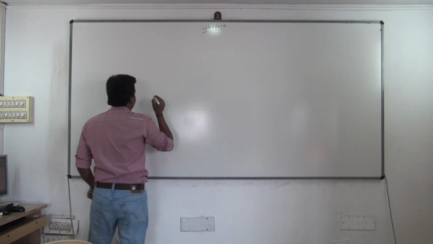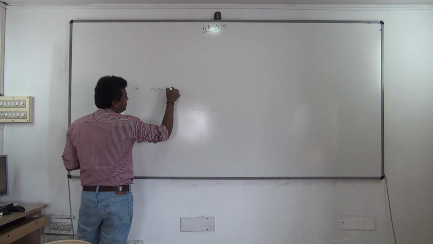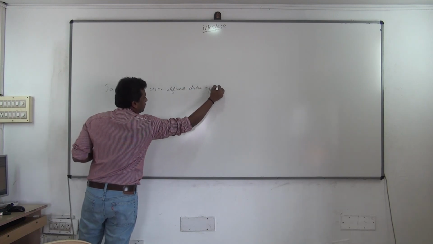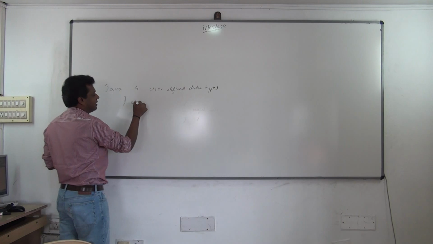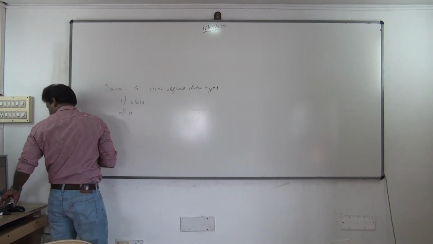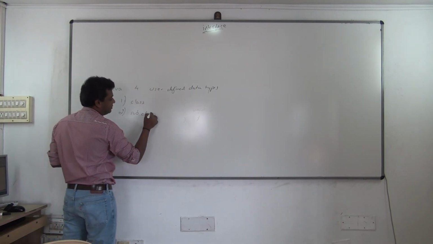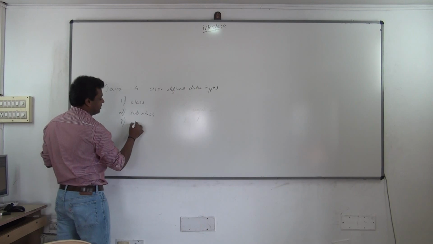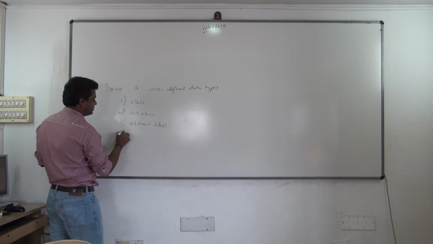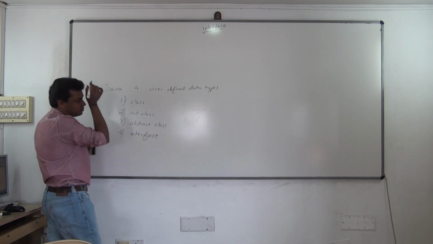See, Java has 4 user-defined data types. The first one is class. The second one would be subclass. The third one would be abstract class, which we have covered. All the 3 we have covered now. The fourth one we are going to see now is interface. So interface is also one more data type.